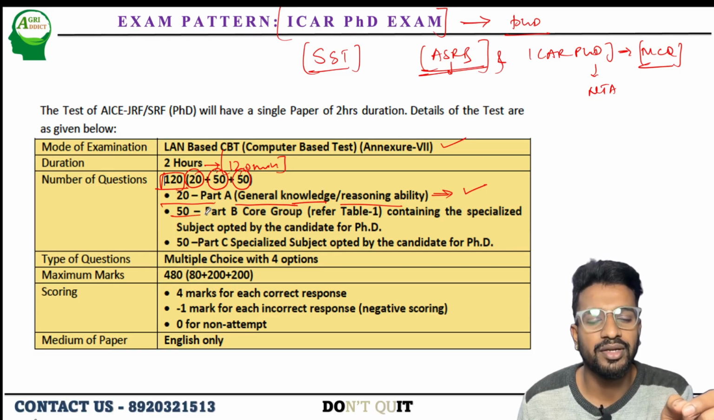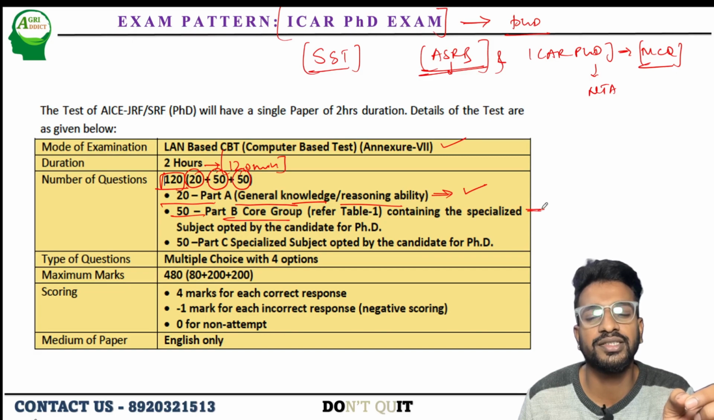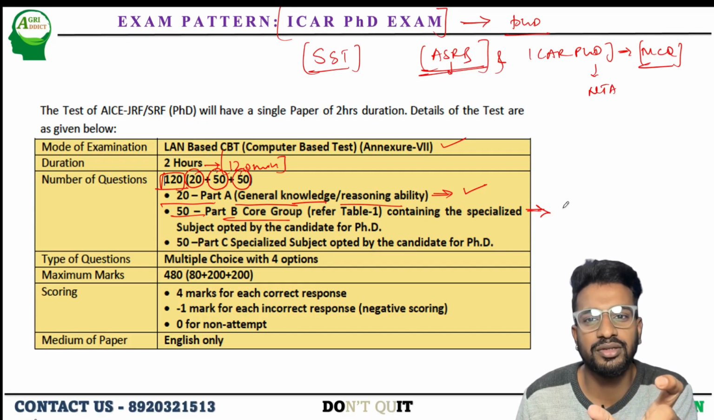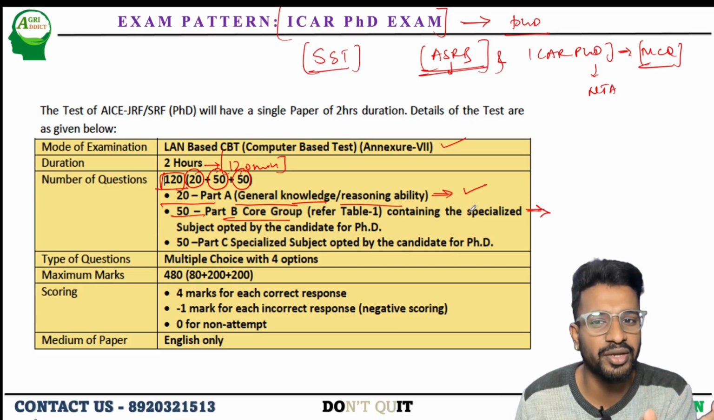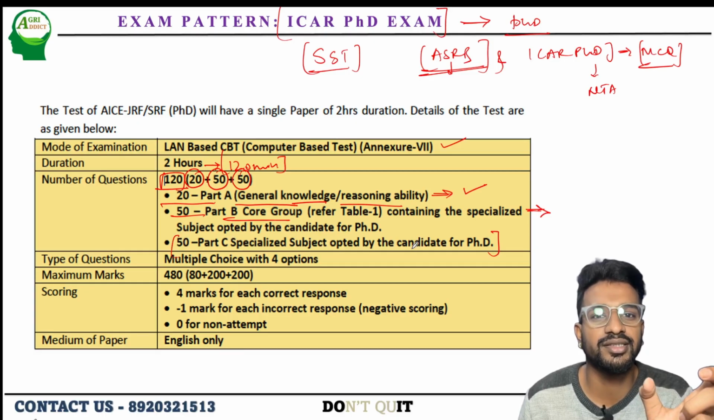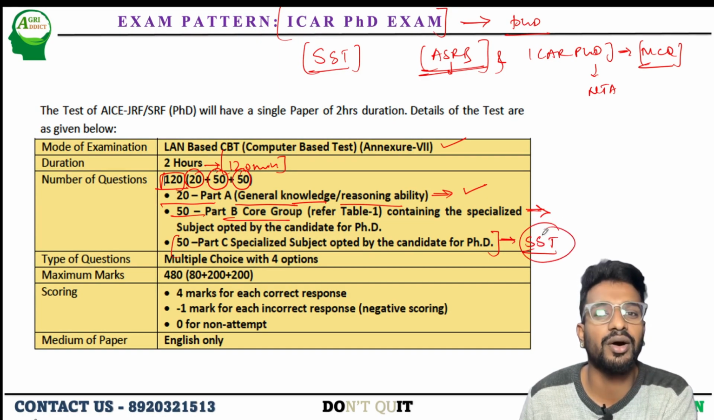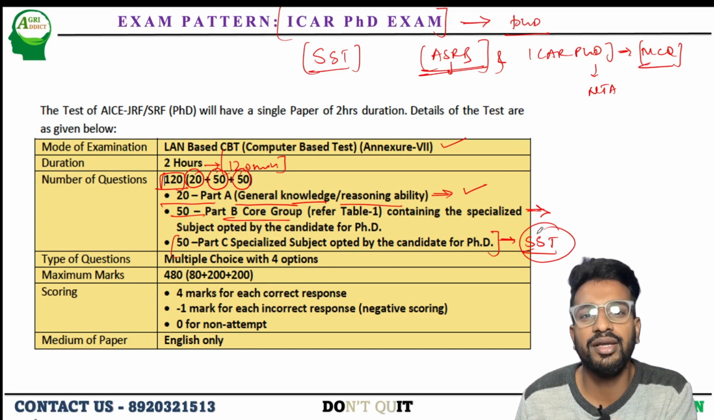And part B will have the core group. I will tell you what the core groups are for seed science and technology. Here part B will be common for the specific groups. Under each core group there are certain streams for which this part B will be common, and there is a part C which will be specific to that subject stream. If you are trying to write this exam in seed science and technology, then in part C, which has 50 questions, all 50 questions will be only of seed science and technology, not of any other subjects.